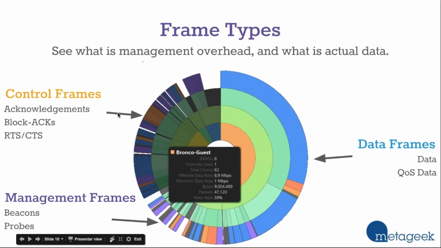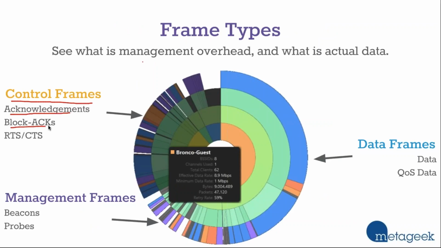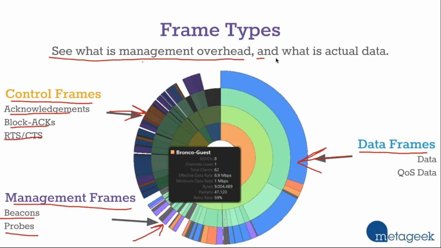So let's take a closer look at that. Remember how I had different colors assigned to the different frames? We had our control frames, that's our acknowledgements, our block acknowledgements, our RTS, CTS. Those are all colored in orange. And then our management frames, that's our beacons and our probe requests and probe responses, those are all colored in purple. So we can see where all those purple ones are as well. And then our data frames, that's our real-world data, is colored in blue. So you can really quickly look at this and see how much of this is management overhead and how much of it is actual data.